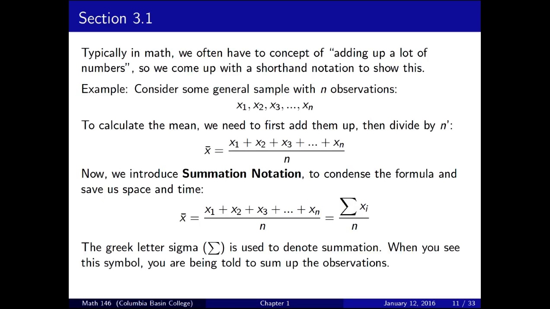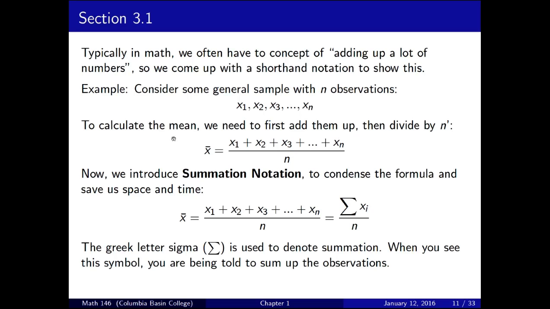So in math, we often have the concept of something where we need to add up a lot of observations. So we simplify our notation. And the way we do that is, let's look at this example. So consider you have some general sample, right? So the first person, maybe you're recording ages. The first person's age, that would be x1. The second person's age, that would be x2, x3, on and on until, you know, the nth observation. So this is a sample of size n. There's n values here. Remember, little n, that's usually sample size.